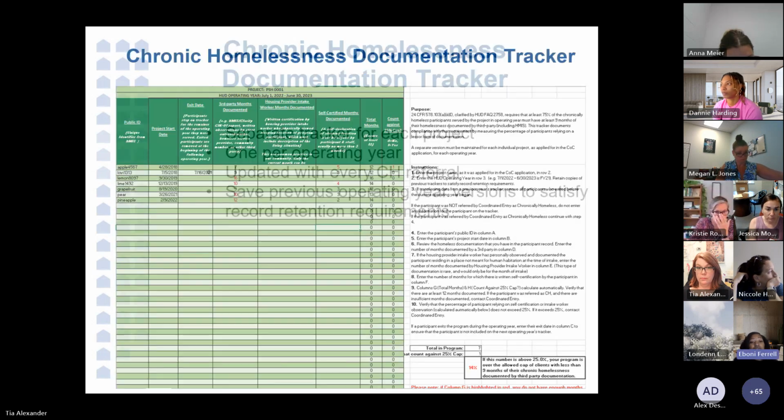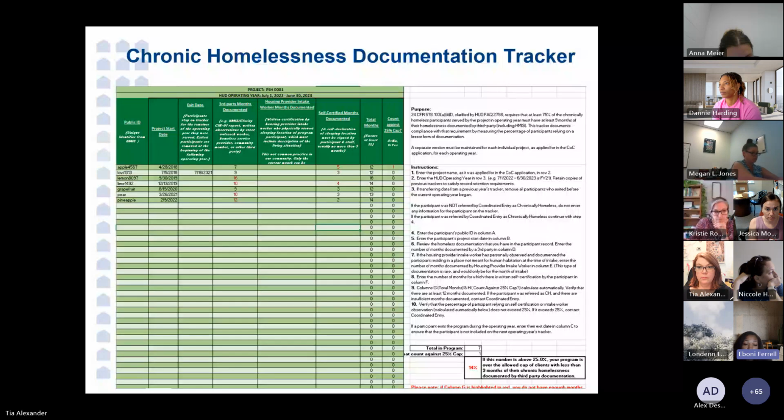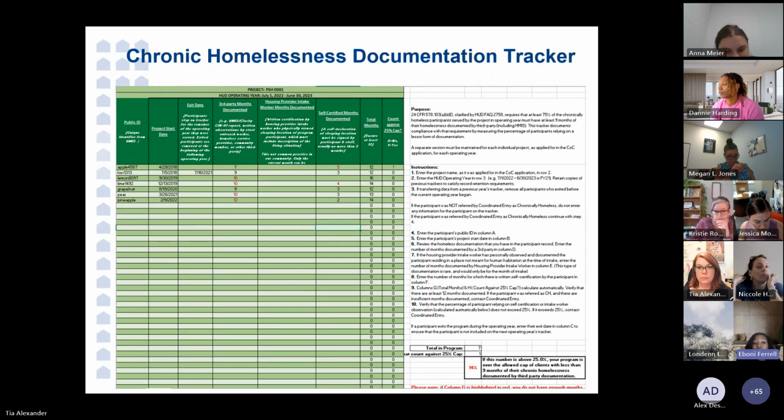The tracker must identify the project name and the operating year. It must list all participants served during that operating year who were referred as chronically homeless, and it must not include any participants who were not referred as chronically homeless. For each participant who was referred as chronically homeless, the tracker must accurately reflect the number of months documented by each type of documentation present in the participant record, not in the coordinated entry email.